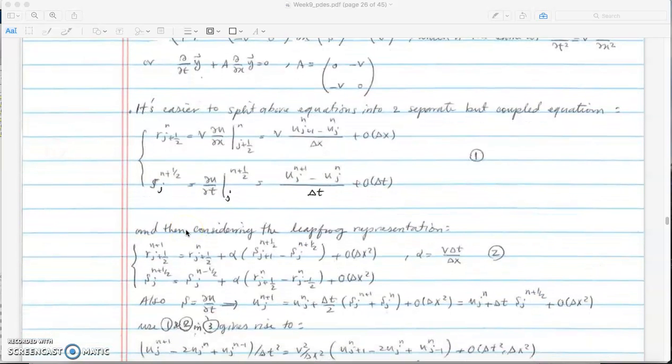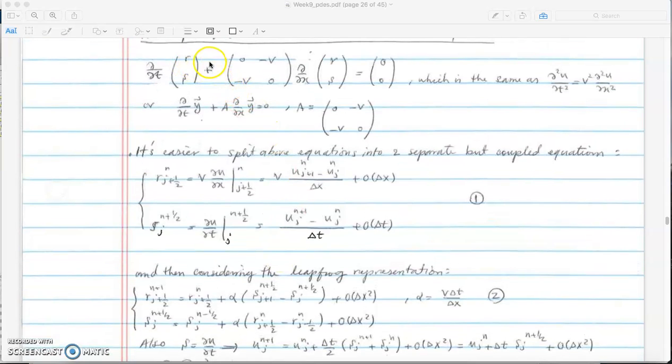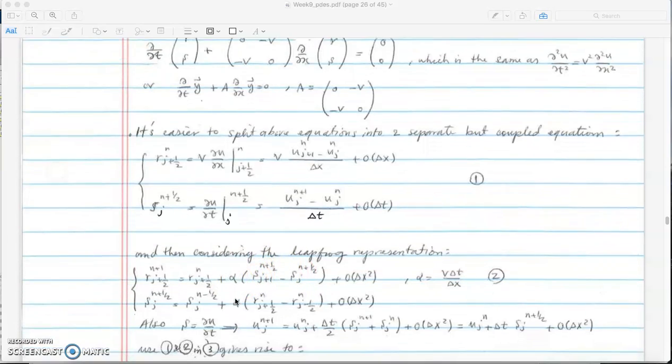Then we use leapfrog. If you remember, leapfrog is using central difference in time and space. So this is a central difference in time for the variable r, and this is a central difference for the variable s about point j plus half. Basically we're discretizing the first equation here, which is dr dt equal to v ds dx. So this is dr dt, and this is going to be ds dx, and then that v goes into this alpha.